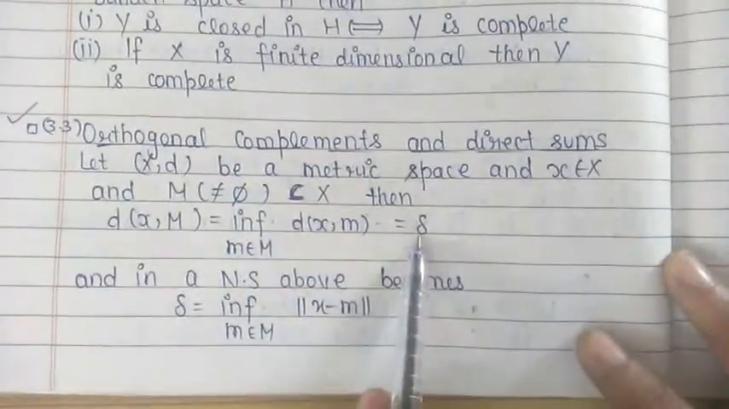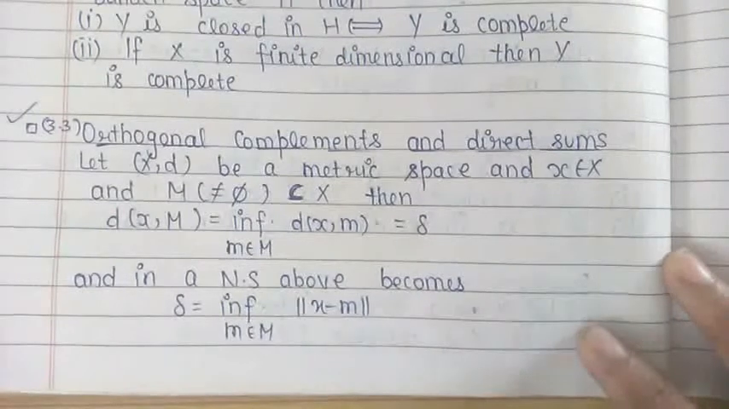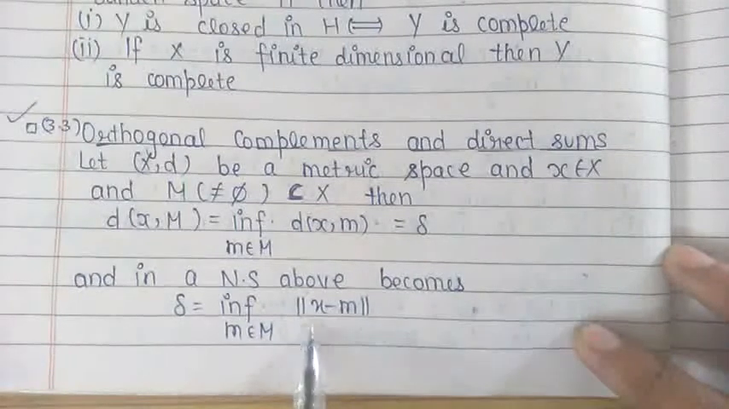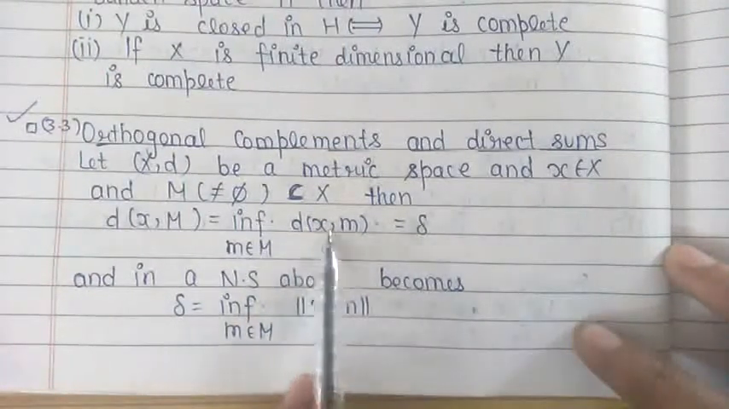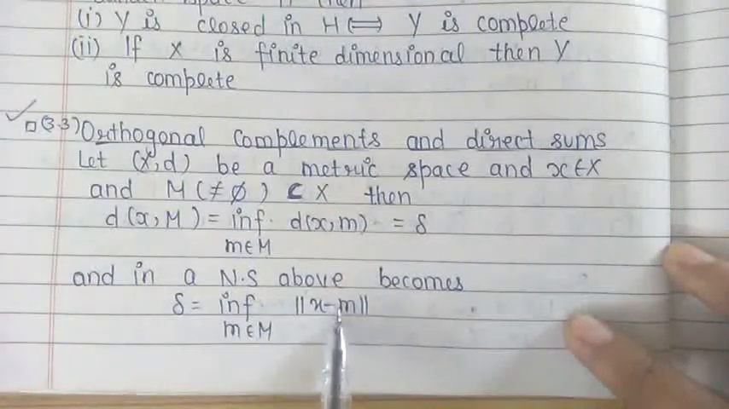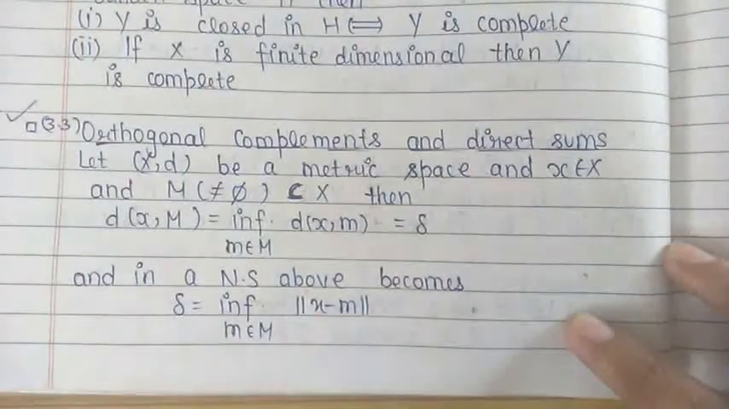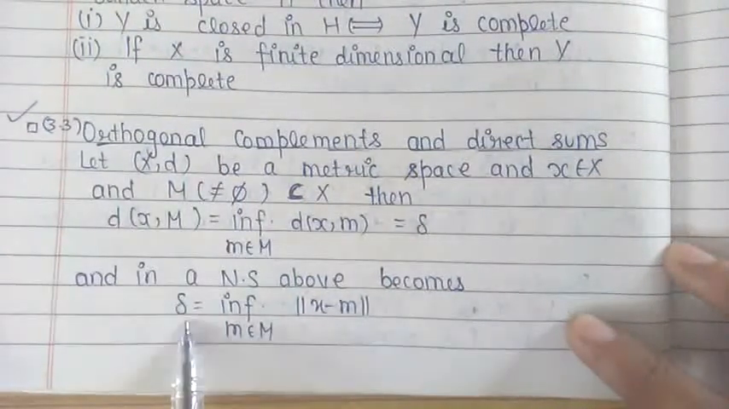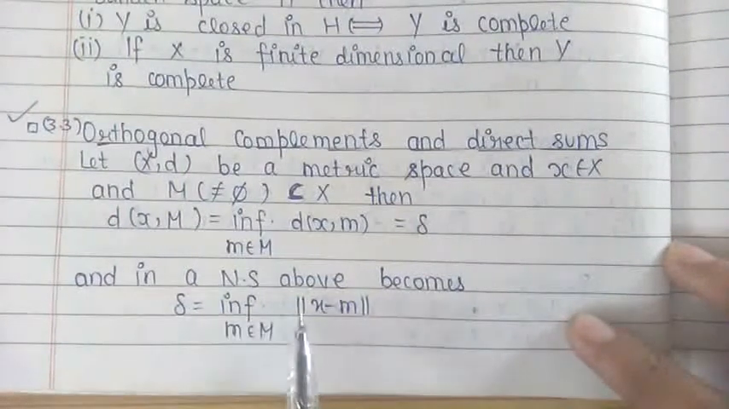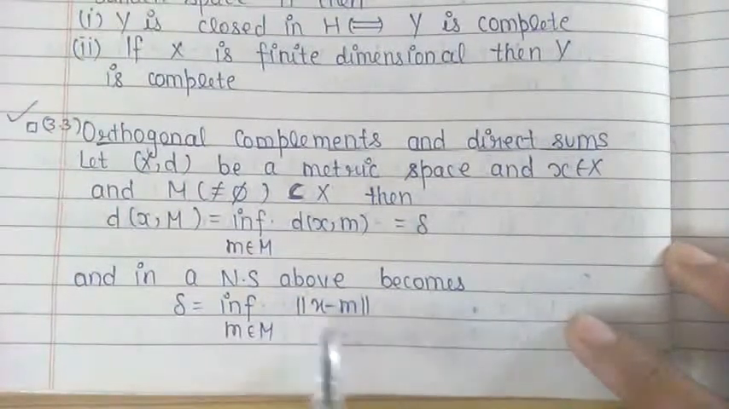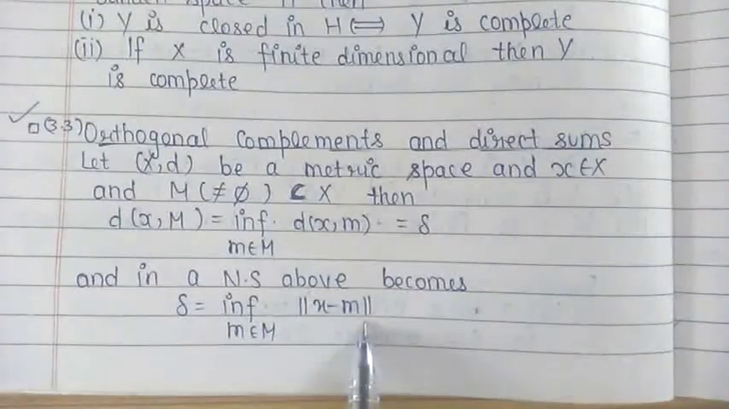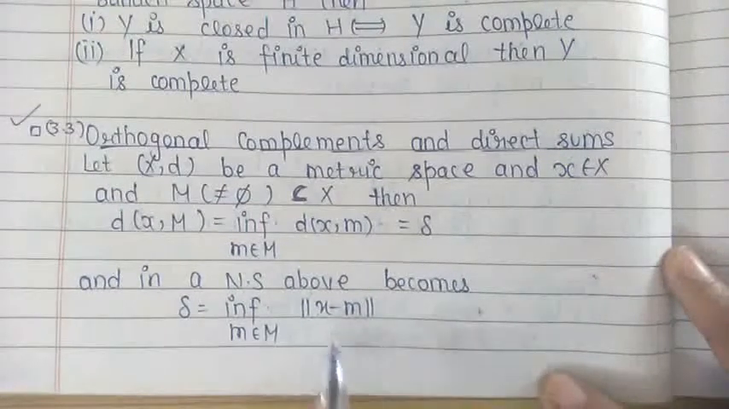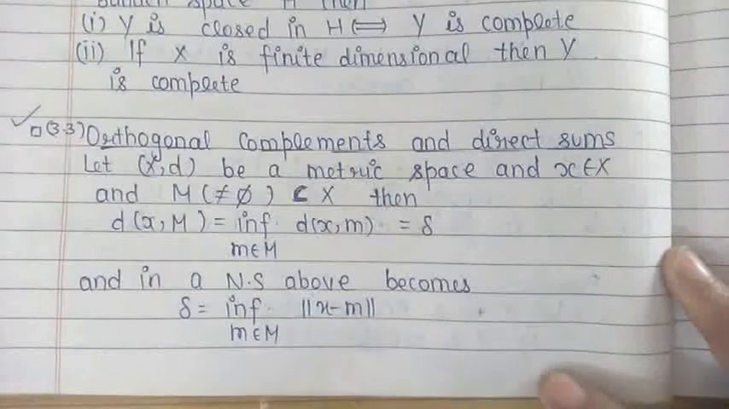This we have denoted by delta here. Now we know that in an inner product space we can define the norm, by the formula d(x, m) is equal to the norm of x minus m. So in case of normed spaces, this distance can be defined as delta is equal to the infimum of the norm of the difference of x and m. So in this way we can define the distance of an element from a non-empty subset in a normed space.